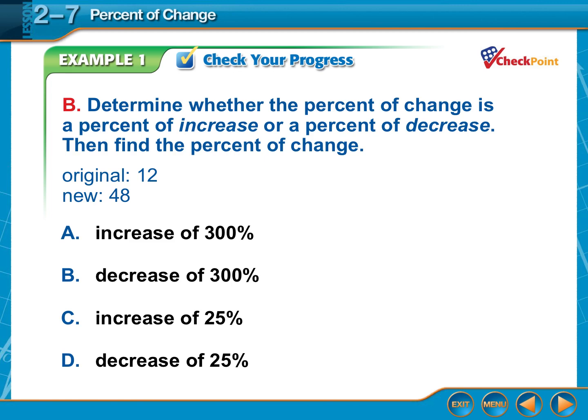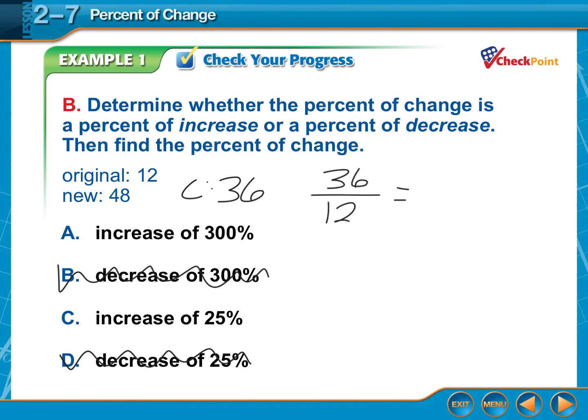Here, increase or decrease? Increase. So take out those two options. What is our change? How do we find it? 48 minus 12. 36. How do we set it up? 36 over 12. Change over original equals X over 100. Make sure you use the original, not the new. Okay? Now we do what?